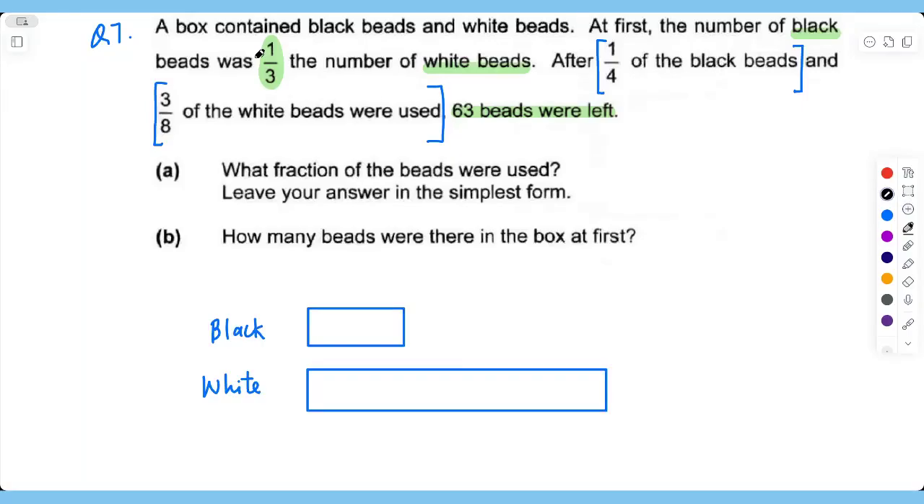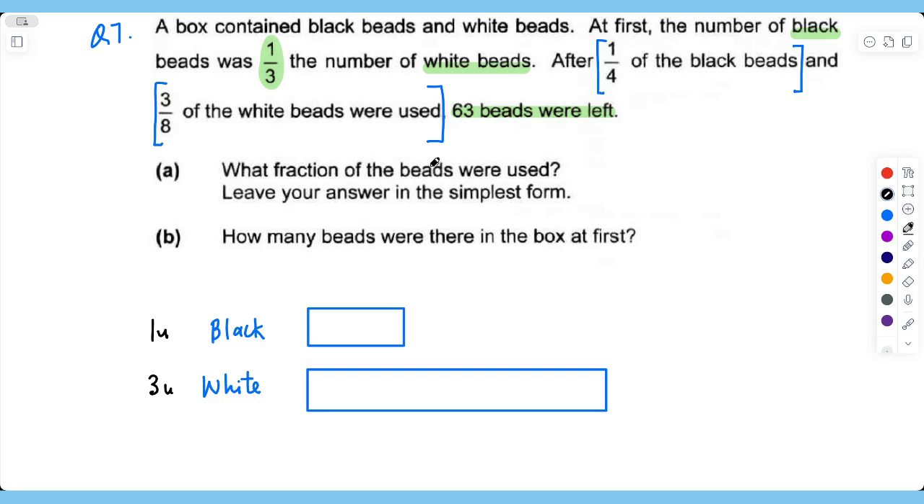Question 7. A box contained black beads and white beads. At first, the number of black beads was 1/3 the number of white beads. That means black beads is 1 unit and white beads are 3 units. Now 1/4 of the black beads and 3/8 of the white beads were used. Then we have 63 beads left. What fraction of the beads were used?